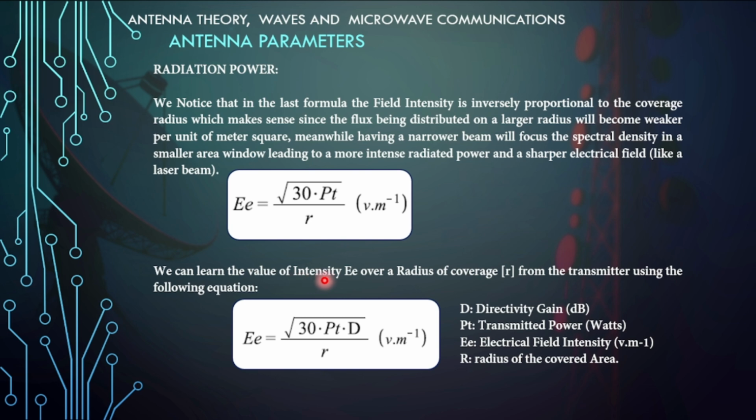We can learn the value of intensity, E effective, over a radius of coverage R from the transmitter using the following equation. E effective is equal to the square root of 30 times transmitted power times the directivity, because it's in direct relationship to the concentrated wave within a directive antenna, divided by the radius. By the way, another example for that: it's like you have a limited amount of pepper or salt that you are distributing on a small plate versus a very large plate. The very large plate would get a smaller amount of salt. That's the same concept playing over here.